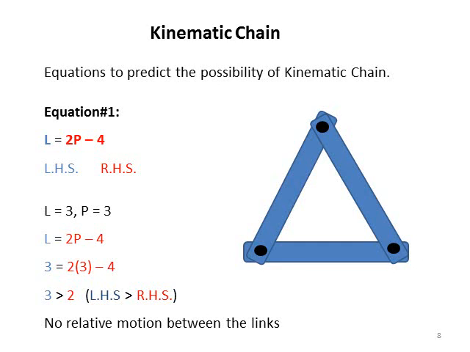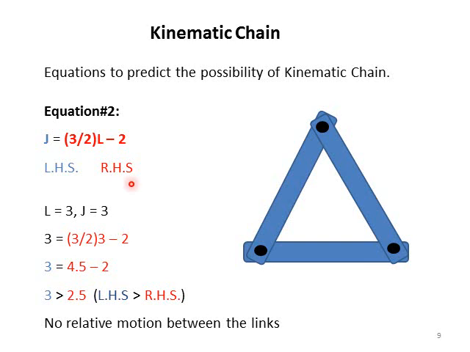Let's confirm: the left hand side is more than the right hand side. As we can see in equation number 1, is the similar thing applicable in equation number 2 as well? Let's see. As we know, equation number 2, j is equal to 3 by 2 multiplied by L minus 2. Let's put the values. L is equal to 3, the number of links is 3, the number of joints is 3. Let's put these values in equation 2. What will we get at the end? 3 is more than 2.5. The left hand side is more than the right hand side.